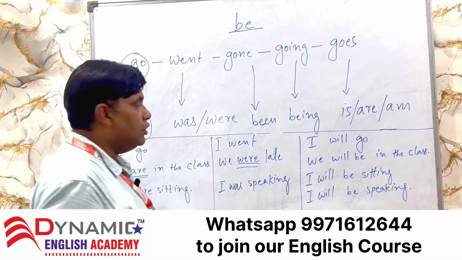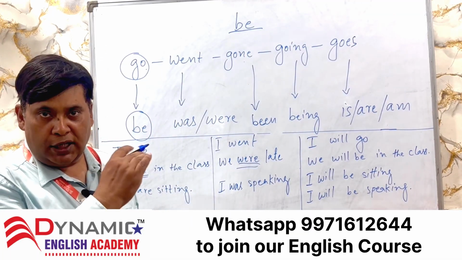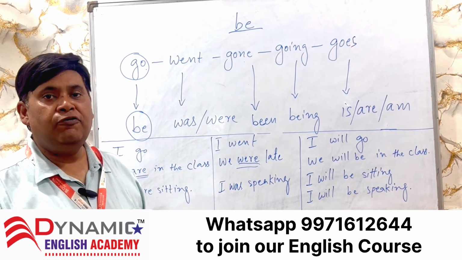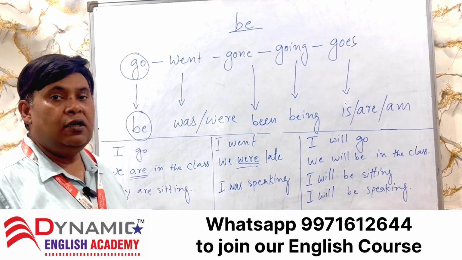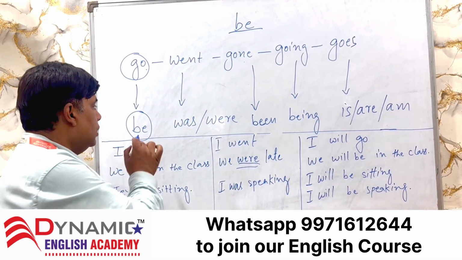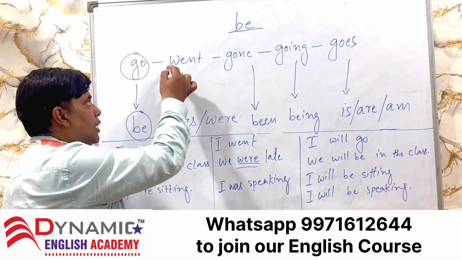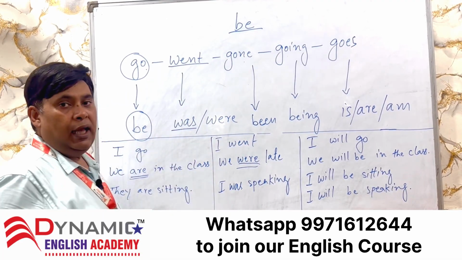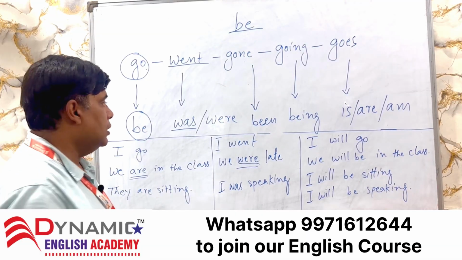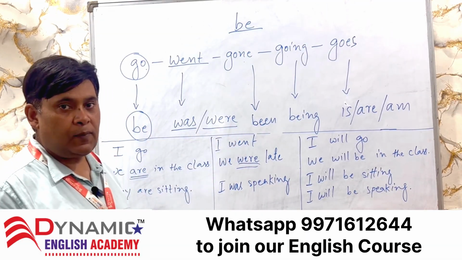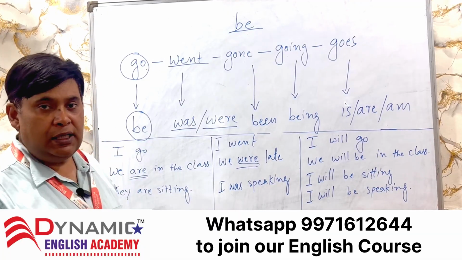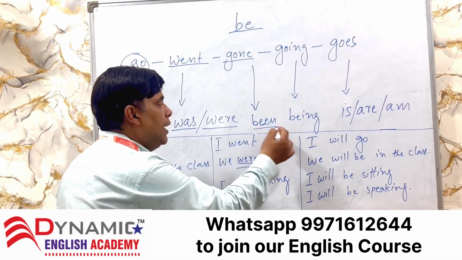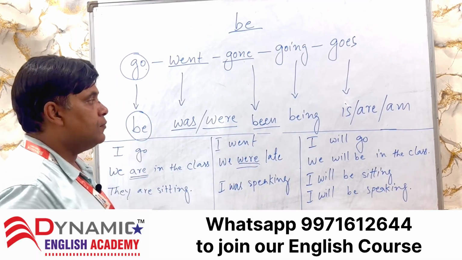And if be is a verb, it should have the same conjugation. It has actually the same conjugation, but it has a few more forms. We call it forms of be. The past form of be is just like past form of go is went, past form of be is was, and if you have plural subjects, we use were. Similarly, past participle, which we call third form of the verb, we have been as a form of be.